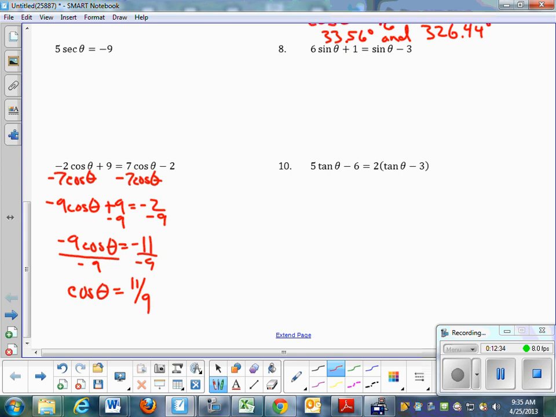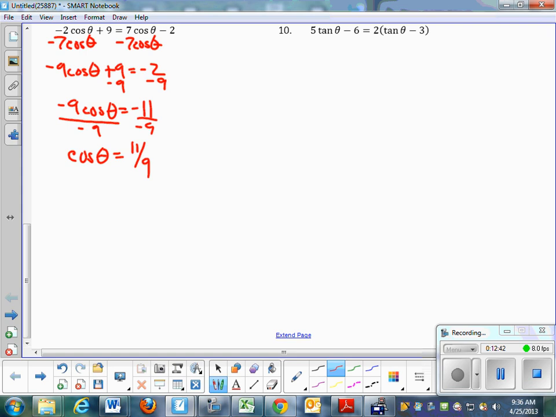But what? Say it. It's more than 1. Remember yesterday we were talking about arc sine, arc cosine, and we looked at its domain. The domain for any arc sine or arc cosine function is going to be negative 1 to 1. You can't take the inverse cosine of 11 over 9 because the maximum value of cosine is 1 and the minimum value of cosine is negative 1. So therefore we have no solution.